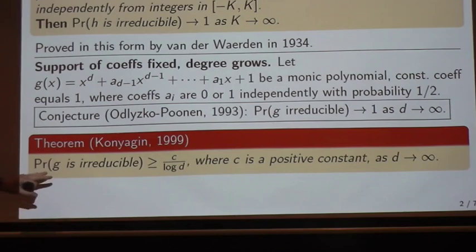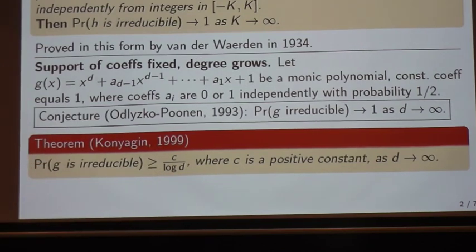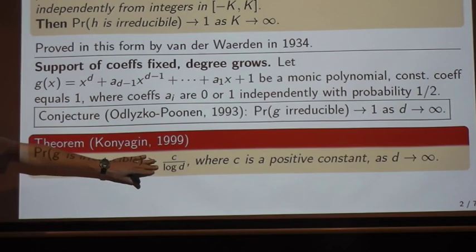The probability that this polynomial is irreducible is at least some constant c over log d, where c is a positive constant, as d goes to infinity. So what happens to this bound as d goes to infinity?